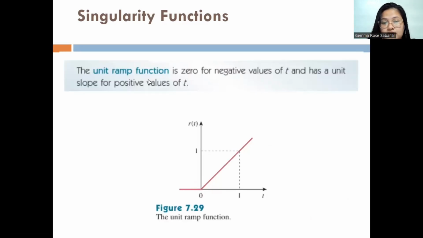Next is the unit ramp function. This is 0 for negative values of t and has a unit slope for positive values of t. The figure below shows the unit ramp function.